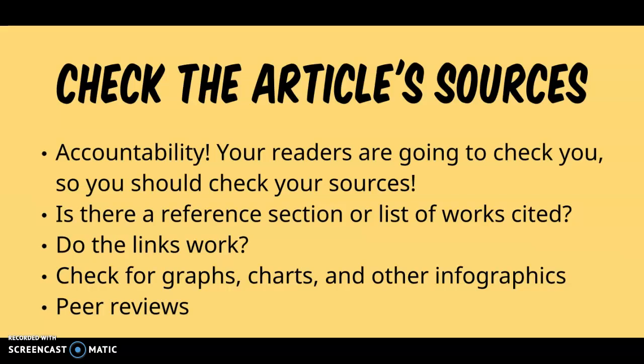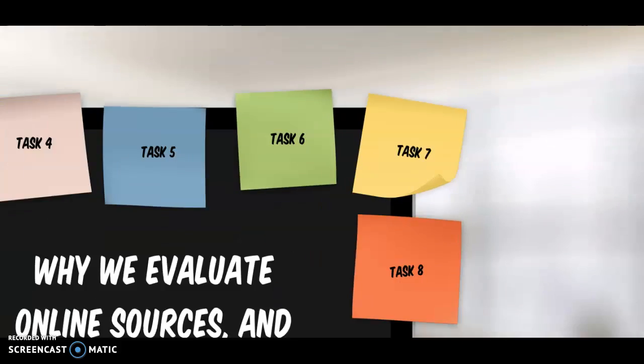If you're looking at a news article, check to see that they have links and that those links work. If applicable, keep an eye out for graphs, charts, and other infographics. These help to back up the claims in the piece. Additionally, see if the article has been peer-reviewed. This will show the academic research has been looked at by other professionals in the field. You won't see that for all, but it's something good to keep in mind.